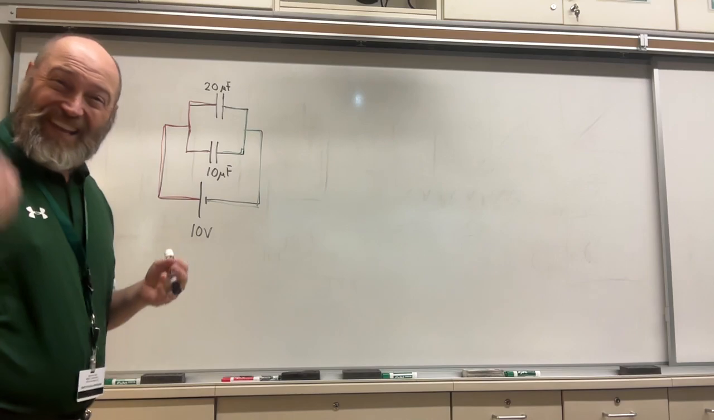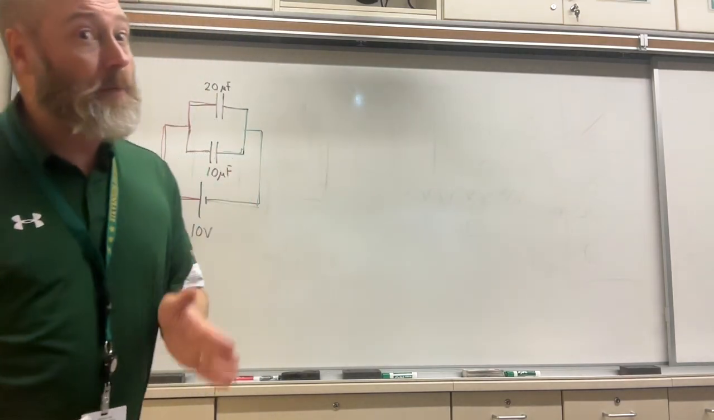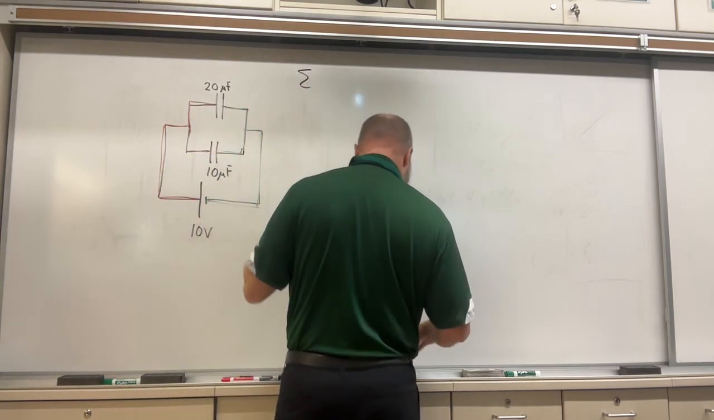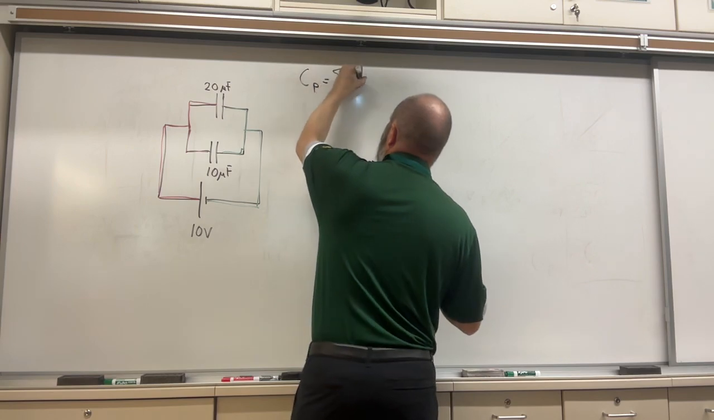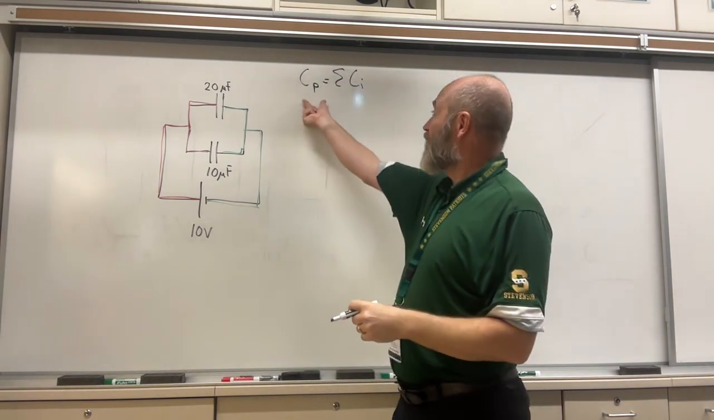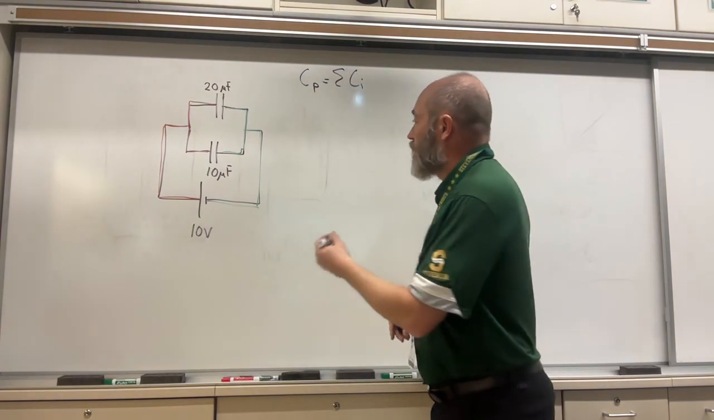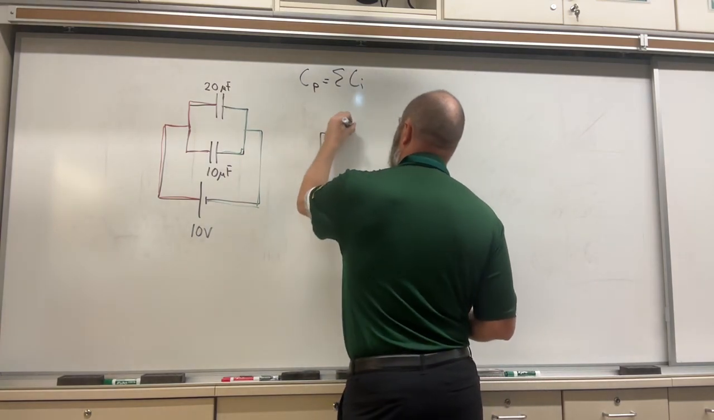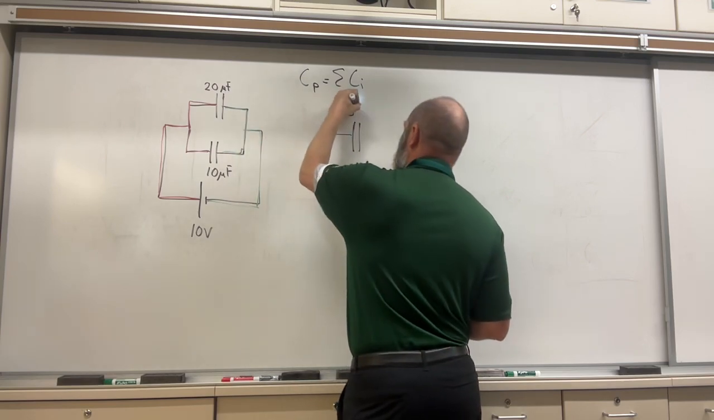So remember, in parallel, to find the total capacitance, you just add them. This was on your formula sheet. C_P equals the sum of the individual capacitances, because the total capacitance in parallel is just adding them up. So if I add those up, here's what I'm going to get, because this plus this is 30.